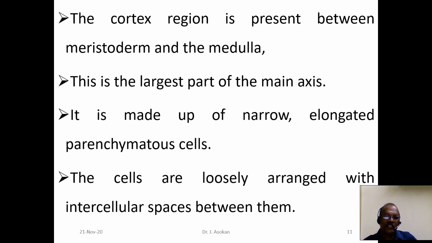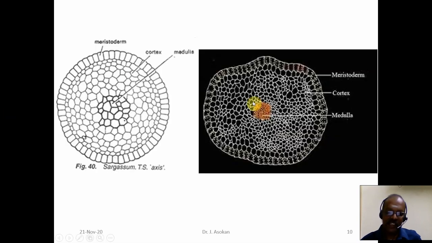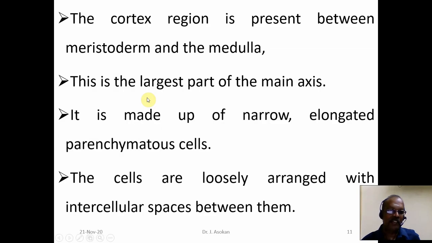The cortex region is present between meristoderm and the medulla. This is the largest part of the main axis. இதுதான் அதிகப்படியாக காணப்படுகிறது, அதிகமான பகுதி. மெரிஸ்டோடம் ஓர் அடுக்கிலால் ஆனது, நெருக்கமாக அமைந்தது. ஆனால் அதுக்கு நடுவில் இருக்கக்கூடிய கார்டெக்ஸ் தான் மிக அதிகமான பகுதிகளை கொண்டுள்ளது. அதுதான் the largest part of the main axis.